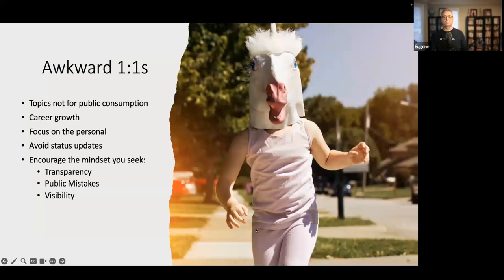Next thing is actually one I stole from a Medium article. It was called The Art of the Awkward One-on-Ones. So the basic idea here is if you're going to spend 30 minutes in a one-on-one with somebody, you probably don't want to be talking to them about things that you could have talked about in public, right? You want to talk about the awkward things that you don't want other people to hear.